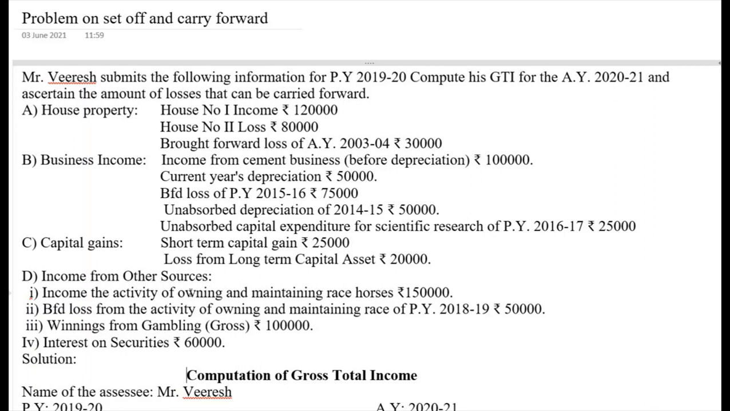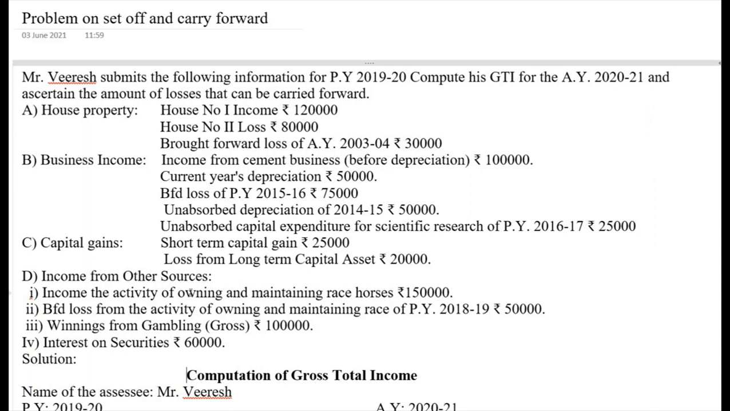Then income from business here. Before depreciation it is rupees 1 lakh. Current year's depreciation first we need to adjust here, so 50,000 will be remaining. There is a brought forward loss of 75,000 which can be adjusted, so still there will be 25,000 which should be carried forward. Even unabsorbed depreciation should be carried forward. Unabsorbed capital expenditure for scientific research should be carried forward.